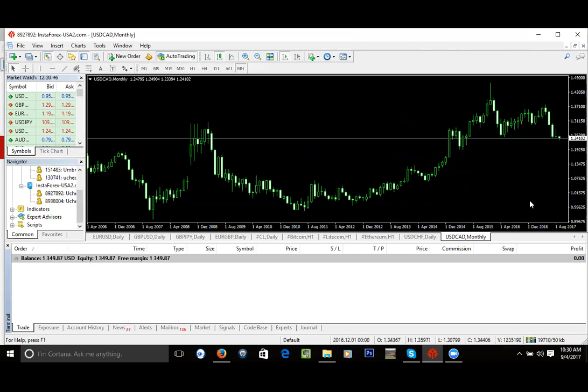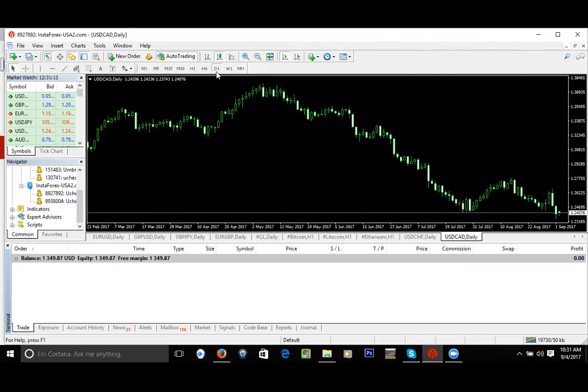For example, this is a monthly chart of US Canada. US Canada for the month of September is actually showing a down trend. So this is the current position of US Canada for the month. Throughout last month, this was their performance. It was up before, and the market eventually came down and closed at this point.